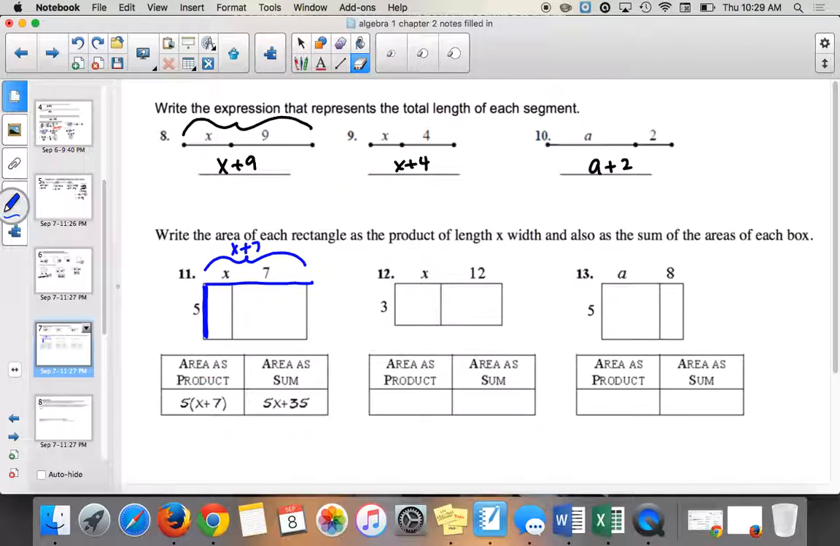All right, but if we talk about the sum of each area, the first rectangle is 5 times x, and the second rectangle is 5 times 7, which creates 35. So you have 5x plus 35.